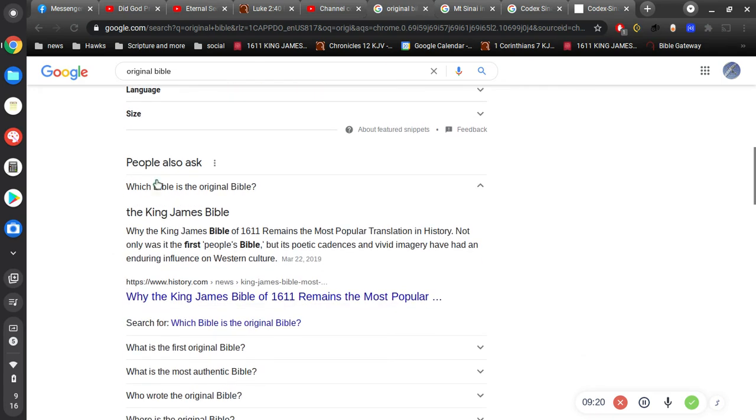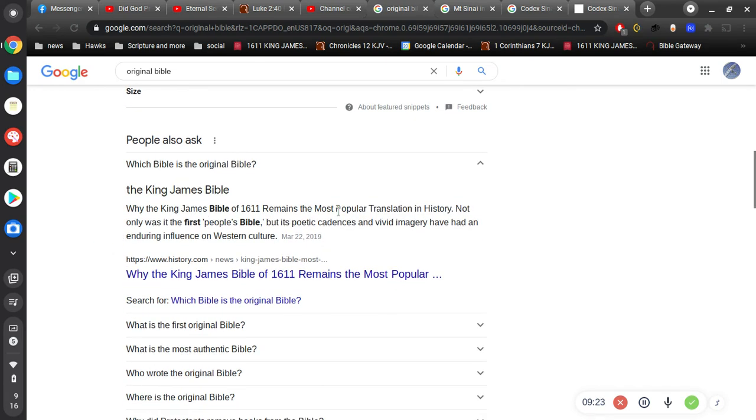Which is the original Bible? There we go. Why does the King James remain the most popular translation? This is in here. I'll read that. Not only was it first the people's Bible, but its poetic cadences and vivid imagery have an enduring influence. Yeah, it's inspired of God. There's no question about that. So I would actually agree if you wanted to say the King James Bible is the original Bible and that it has the Old Testament and the New Testament fully written perfectly. All right. If you want to argue against that, I'd like to hear a better argument.